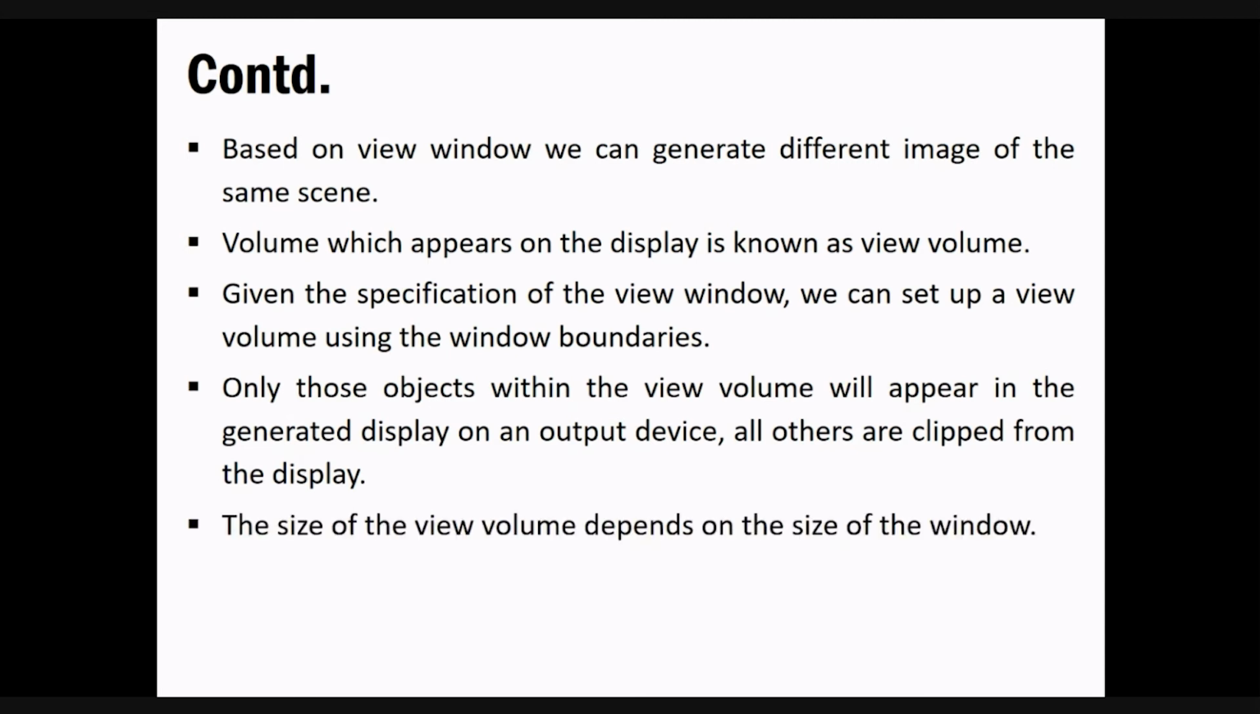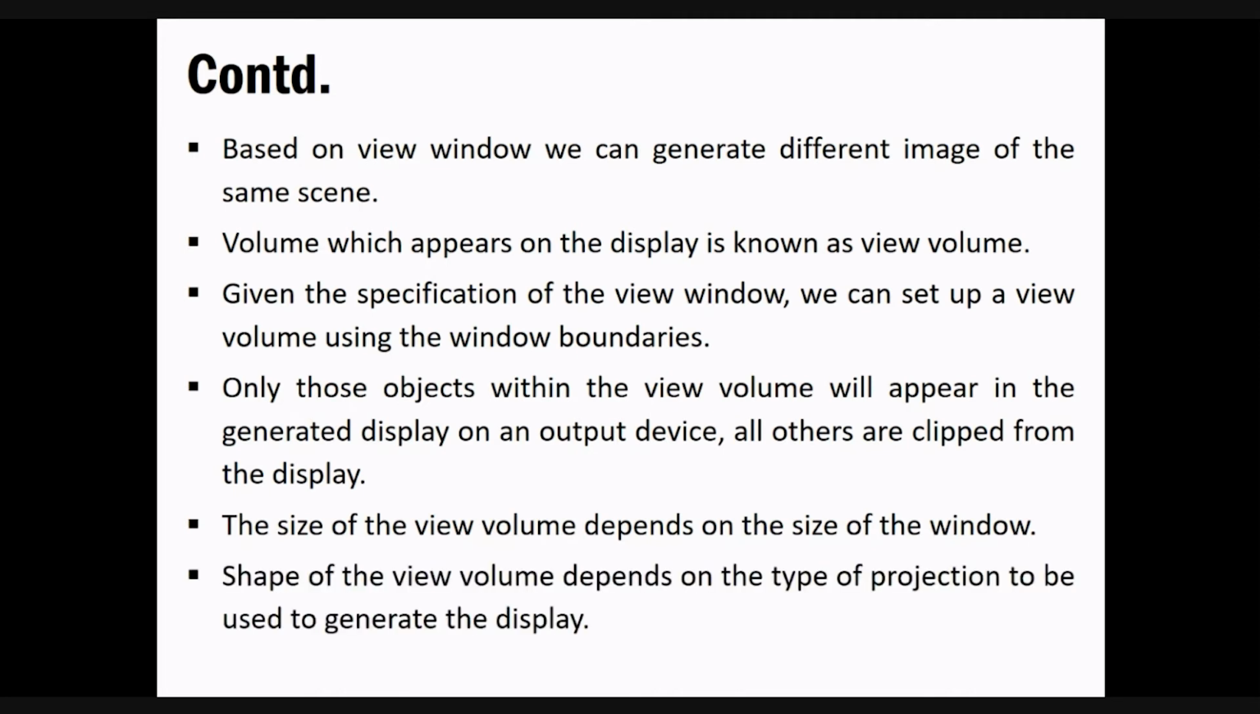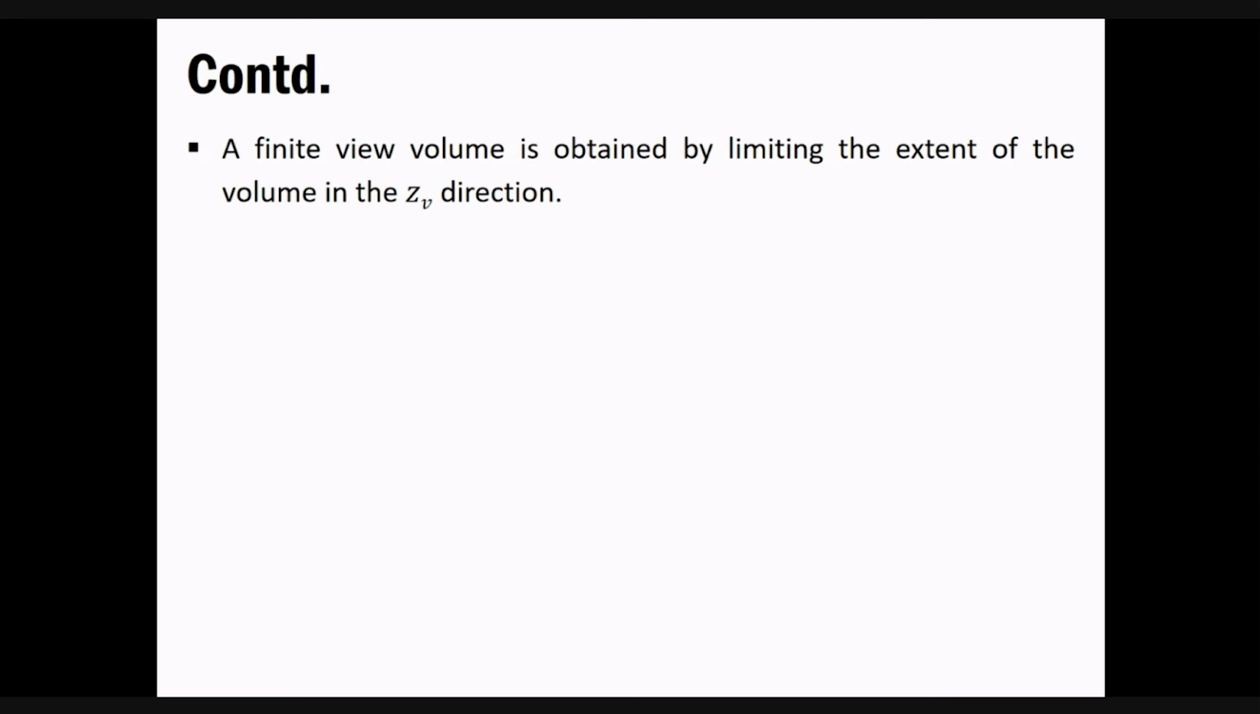The size of the view volume depends on the size of the window. The shape of the view volume depends on the type of projection used to generate the display. Now a finite view volume is obtained by limiting the extent of the volume in the ZV direction. We are considering one general case and will try to understand it.